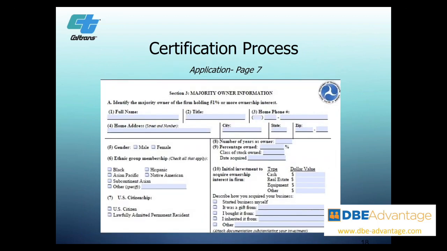So now here, essentially we're looking at the majority owner information. If you are the majority owner, then you obviously include your information, your home information. This is very important information to describe, again, your ethnicity, whether or not you're a U.S. citizen or a resident, number of years as the owner, the percentage you own.